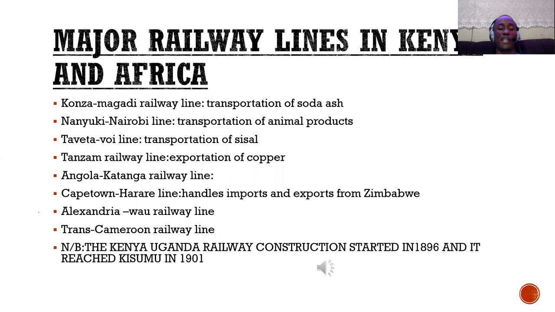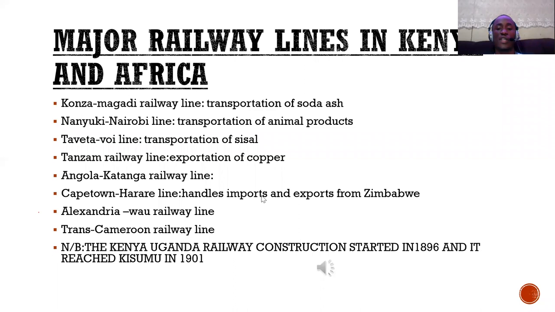Tanzania helps Zambia and Zimbabwe in exportation of copper using the Tanzam railway line. And then we have another railway line, the Angola-Katanga railway line. This is a railway line which connects Angola to the other country. And then we have got the Cape Town Harare line. This handles imports and exports from Zimbabwe.